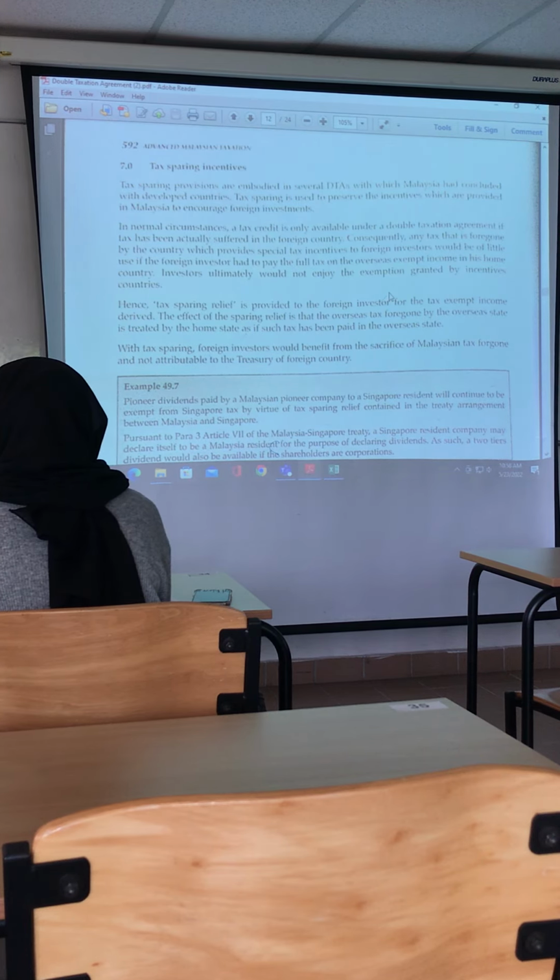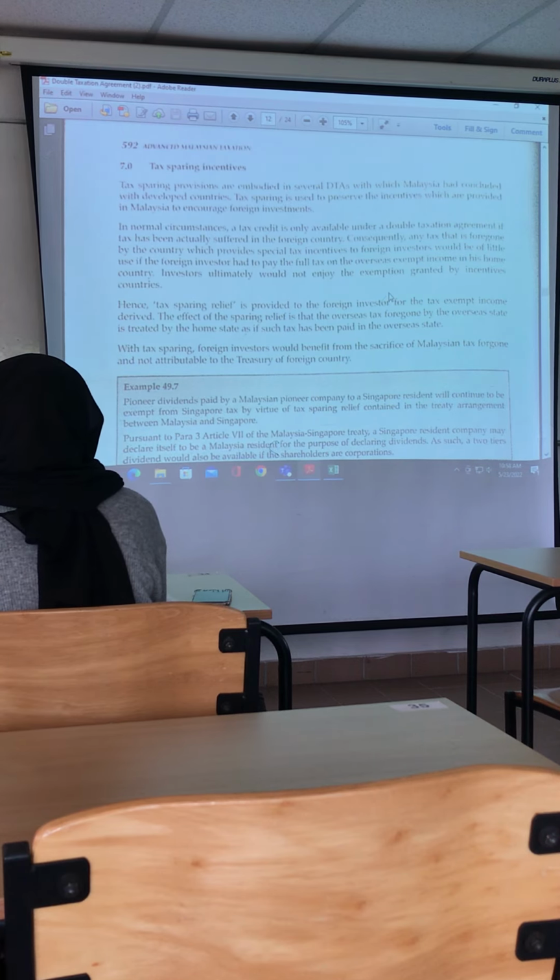The effect of the sparing relief is that the overseas tax foregone by the overseas state is treated by the home state as if such tax has been paid in the overseas state. With the tax sparing, the foreign investor would benefit from the sacrifice of Malaysian tax foregone, not attributable to the treasury of foreign countries. So, assuming, remember when we did the nirvana example and so on?